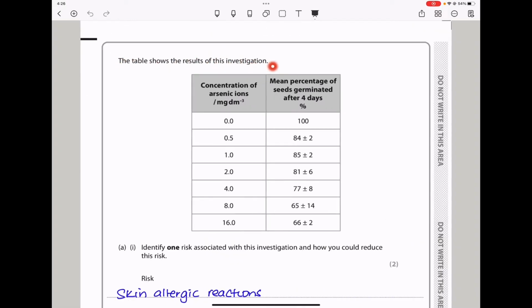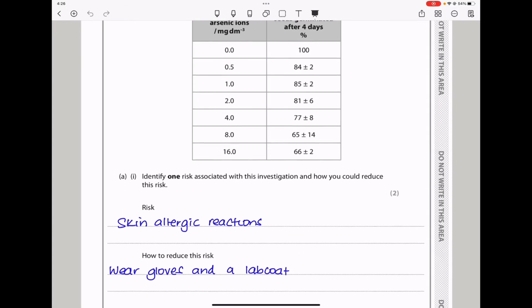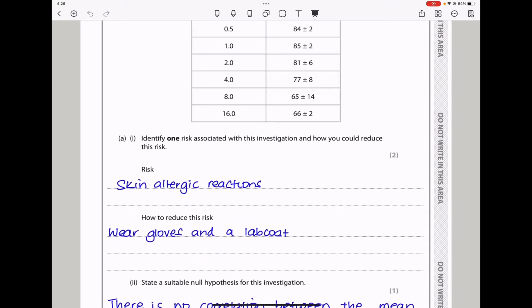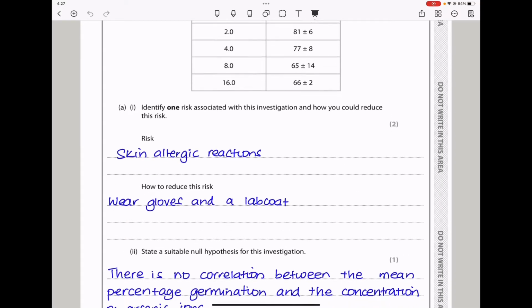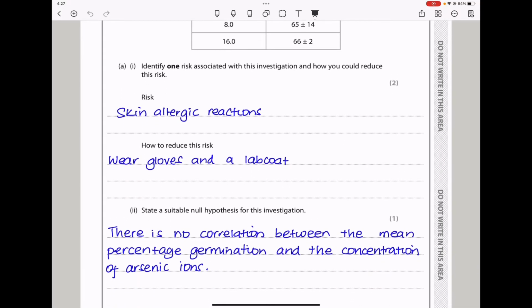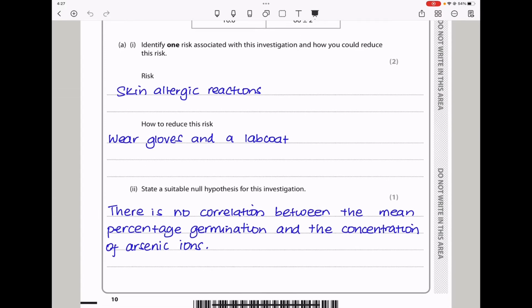The table shows the results of the investigation. Here we can see as the arsenic concentration increases, the mean percentage of seeds germinated after 4 days decreases. From the table, standard deviation was included, and this shows that the experiments were repeated. So down here they say, identify one risk associated with this investigation and how you could reduce this risk. Because we are working with plant materials, there is a risk of allergic reactions. And how can we reduce this? By wearing gloves and a lab coat.